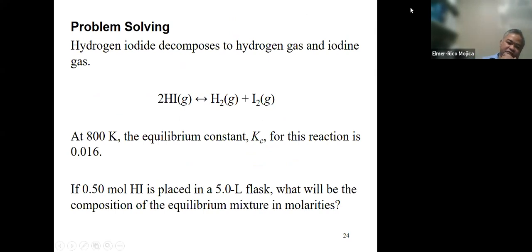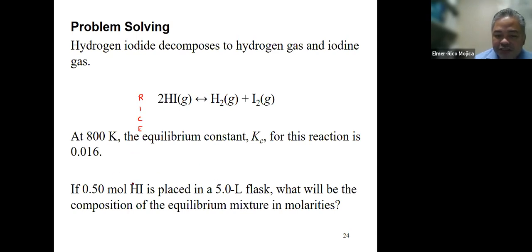So you have 2HI producing H2 and I2 at 800 Kelvin. The equilibrium constant for this reaction is 0.016. If 0.5 moles of HI is placed in a 5-liter flask, what will be the composition of the equilibrium mixture in molarities? So maybe the best thing to do here is do the table.